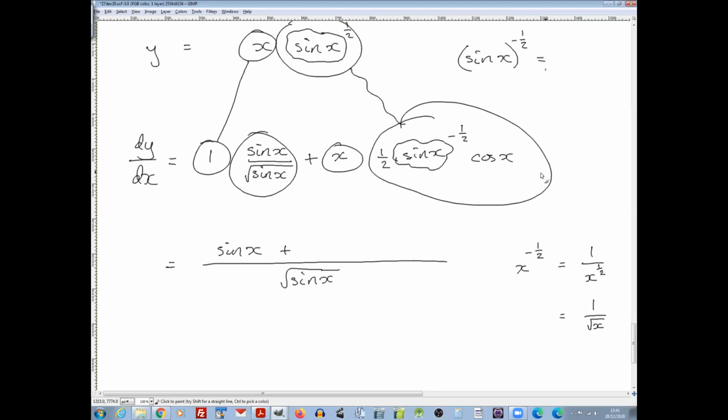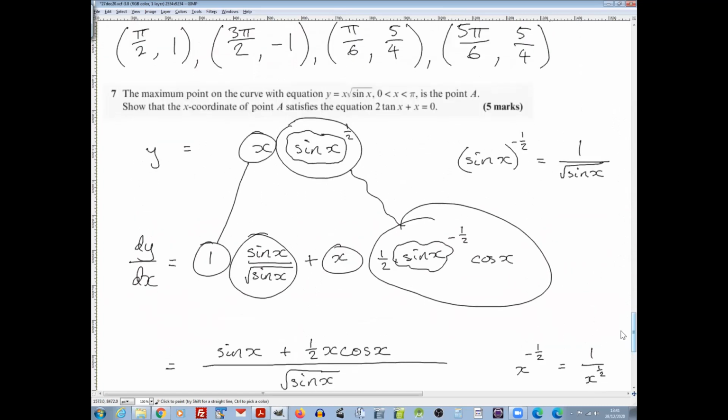So what about this? It'd be 1 over root sine x. Now do you see where this came from? So it would just be plus a half x times cos, plus half x cos x. Yes, job done. Okay, so there's our gradient function. What did they want? Set it equal to 0. Find the highest point.